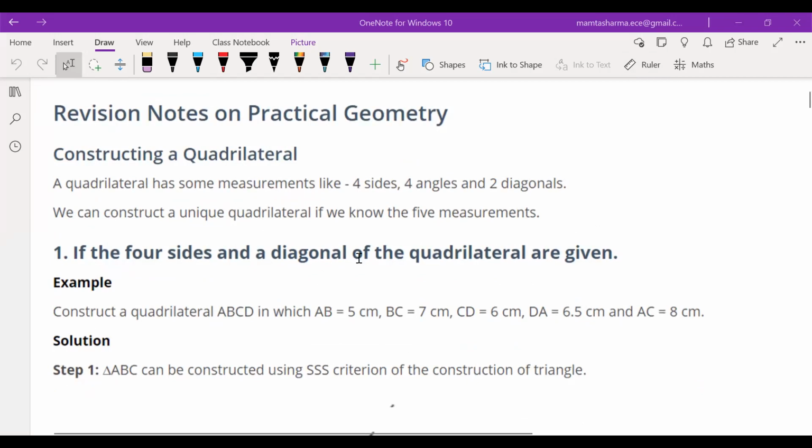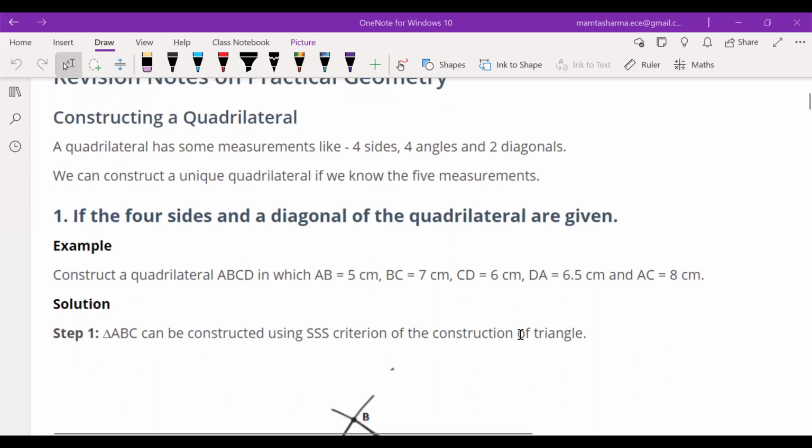They may give 4 sides and 1 diagonal, and they may ask to construct this quadrilateral if its 4 sides are given and 1 diagonal is given. The other diagonal is not given. So how will you construct a quadrilateral when these measurements are given? The solution, I will tell you.